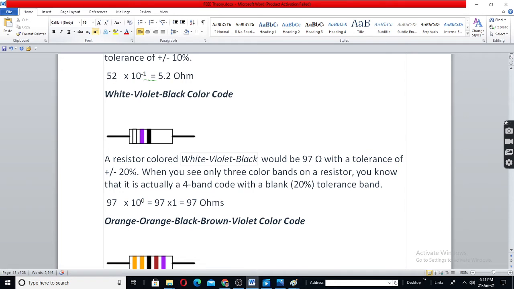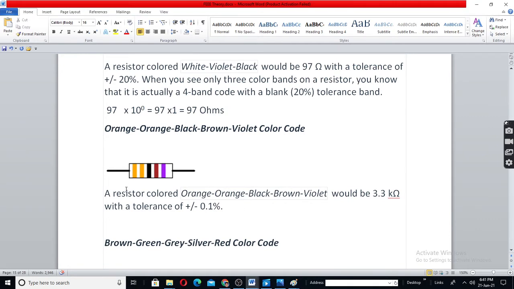Here the tolerance band is not present. Only three bands are here. One, two, three. The fourth band is absent. Only three color bands are there. So blank means it is 20% tolerance, so plus or minus 20%.